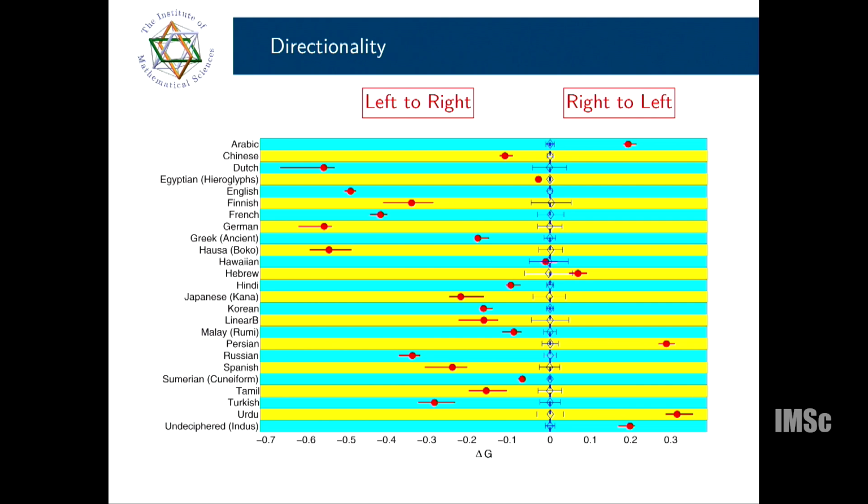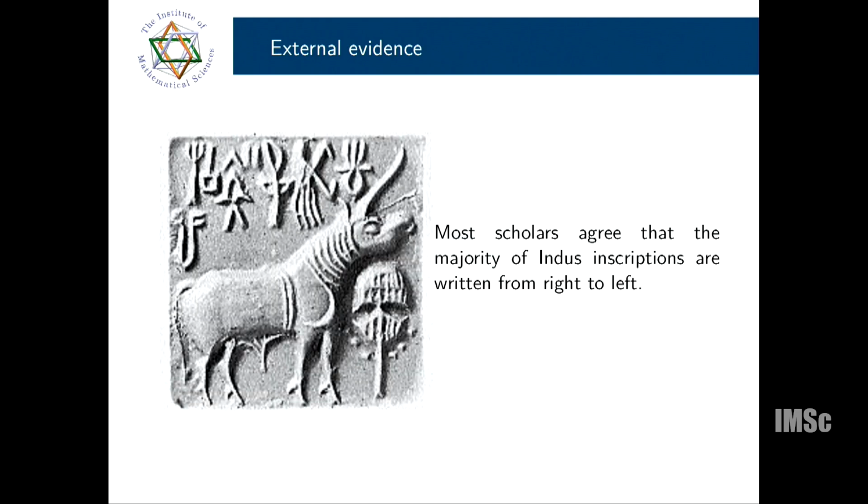What we know today is that our finding is also consistent with the archaeological majority site. So in this way, we can use computational methods on any unknown script to get its directionality.